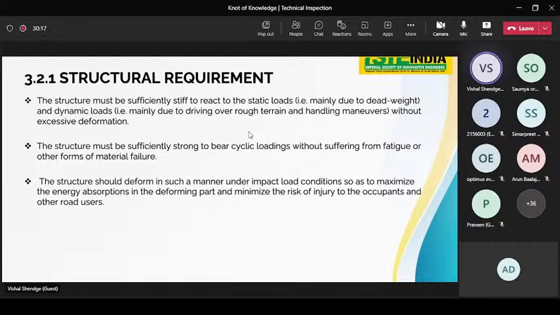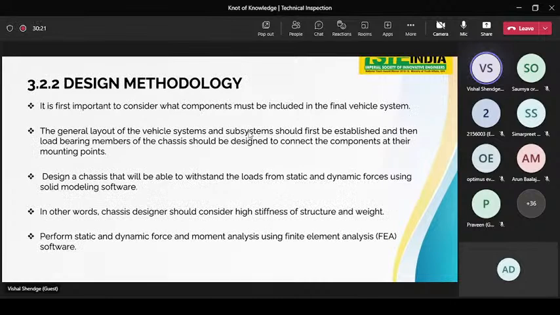During the initial stage of the Formula Racing car chassis design, the first point to consider is that the components must be included in the final vehicle system. The general layout of the vehicle system and subsystems should first be established, and then the load-bearing members of the chassis should be designed to connect the components at their mounting points.